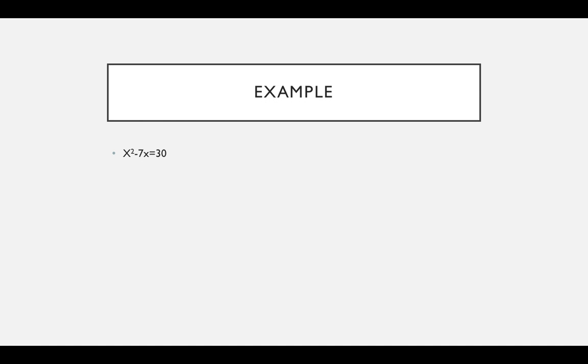Here's another one, 1, 2, 3 terms. So this is not difference of two squares. So we need to set it equal to 0. So I'm going to move that 30 over. So x squared minus 7x minus 30 equals 0. So I've got x times x for my x squared.